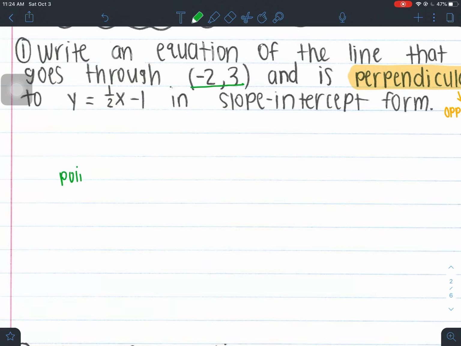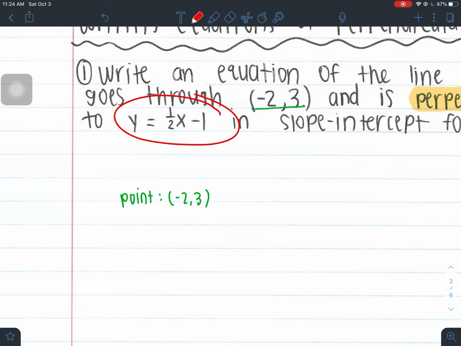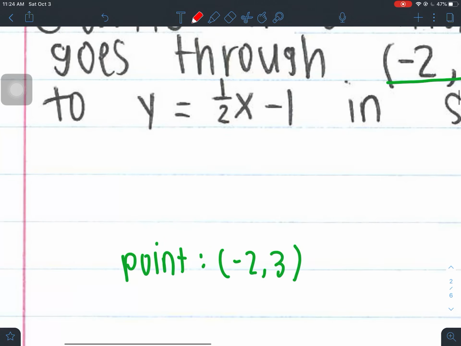So I have the point negative 2, 3. And then I have this equation over here. Now, we want it perpendicular to this equation. Well, this equation here, I've got to first identify the slope. Do I know the slope without doing any work? Yes, y is by itself, so it's already in slope-intercept form, y equals mx plus b. So my slope here is positive 1 over 2. Okay, I already know the slope.